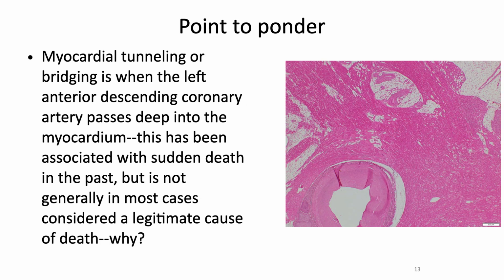So I put this in here as a point to ponder. To the right of it, this is an example of tunneling. So myocardial tunneling or bridging is when the left anterior descending coronary artery passes deep in the myocardium. It has been associated with sudden death in the past and in the current, but it's not generally in most cases considered a legitimate cause of death. Why would that be? So if you pause, we'll go through the answer.